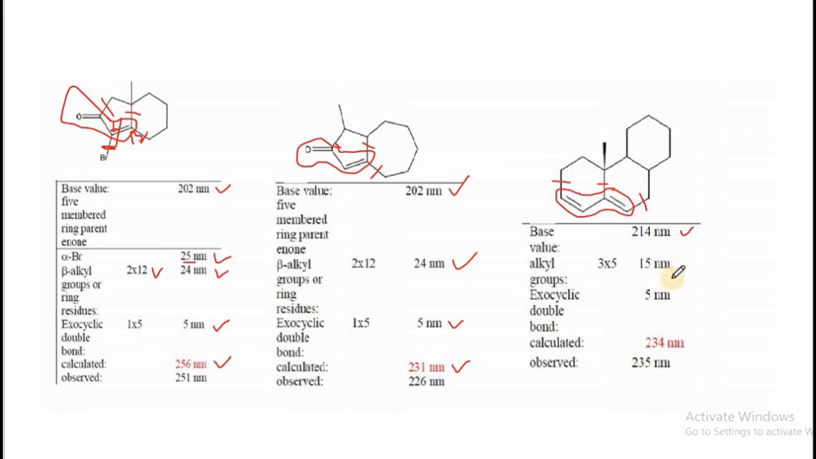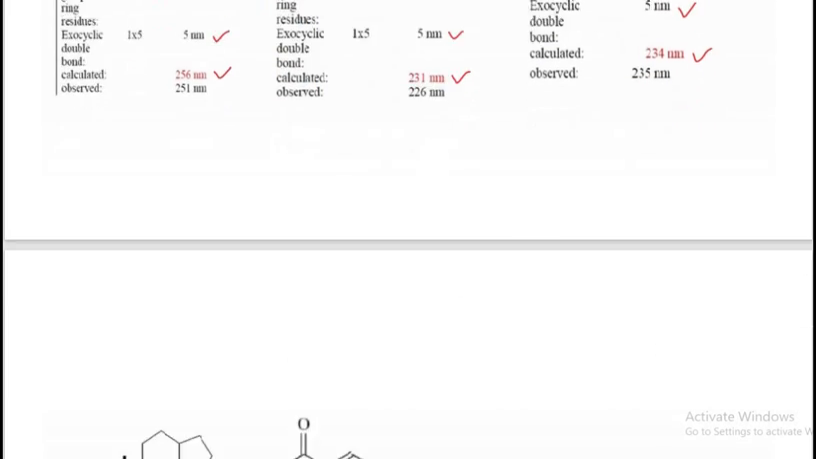So for 3 we will add 15 nanometer. And now this double bond is exocyclic to this, and this double bond is exocyclic to this, so for this 5 nanometer, and so after adding these values it comes out to be 234 nanometer. So now we can easily calculate the lambda maximum value for any diene or for any alpha beta unsaturated carbonyl compounds. Similarly we take up another example.